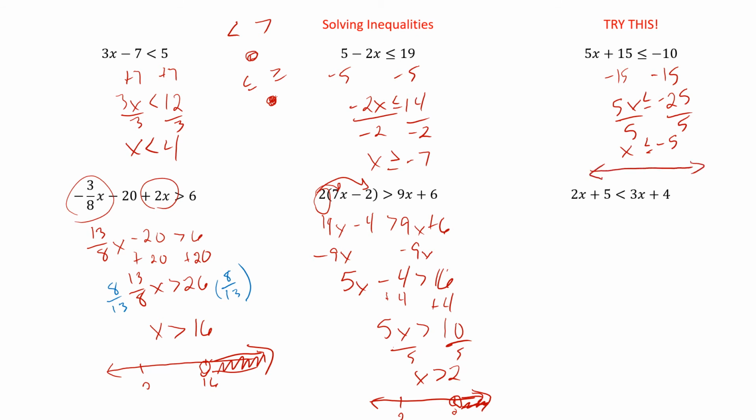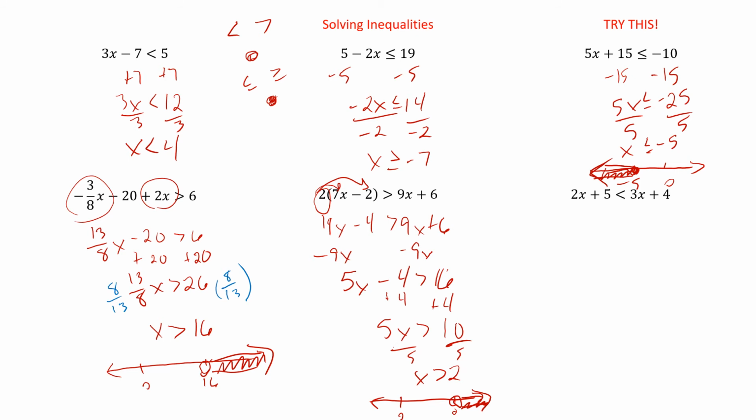And then 0, negative 5. It's an or equal to, so we have a filled in dot, and it's less than. So we go to the left, which is to the lesser values.